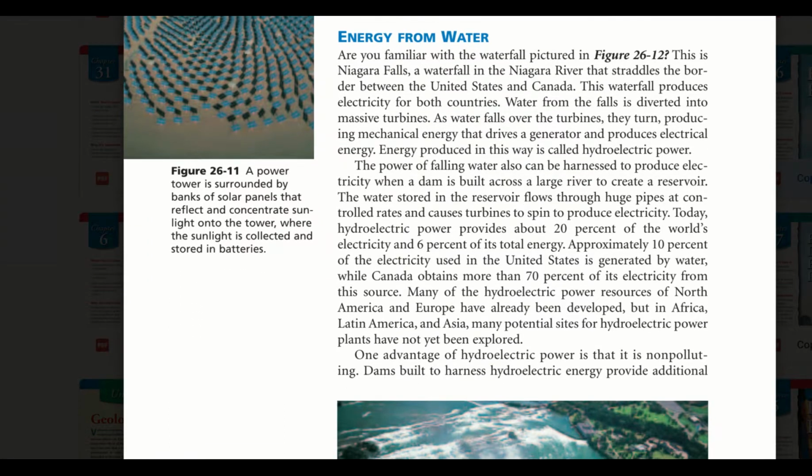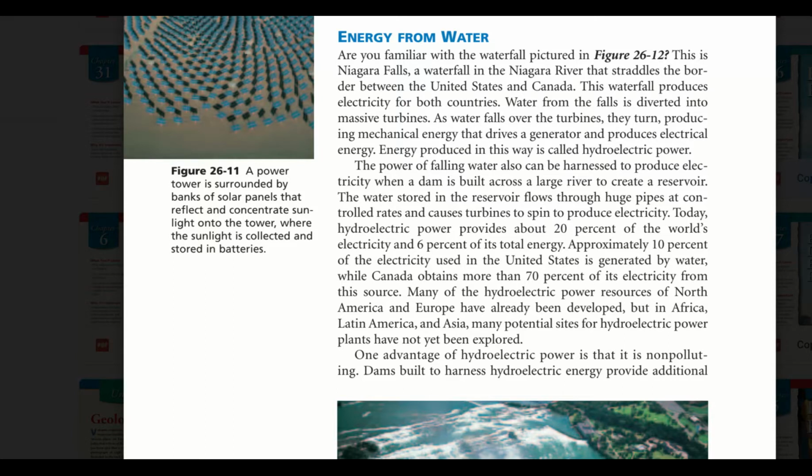Energy from water. Are you familiar with the waterfall pictured in Figure 26-12? This is Niagara Falls, a waterfall in the Niagara River that straddles the border between the United States and Canada. This waterfall produces electricity for both countries. Water from the falls is diverted into massive turbines. As water falls over the turbines, they turn, producing mechanical energy that drives the generator and produces electrical energy. Energy produced in this way is called hydroelectric power.